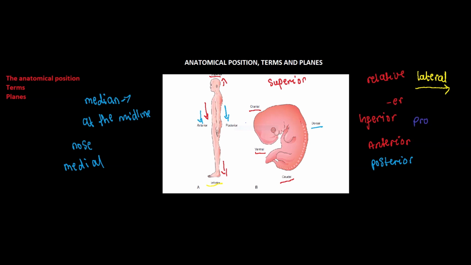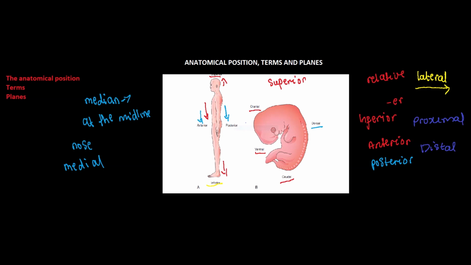Now, another anatomical term is proximal. Proximal means closer to the trunk, or when referring to a muscle or a bone, it could mean closer to the point of origin. And the next term we'll be considering is distal. Distal means further away from the trunk, or when referring to a bone or a muscle, it means further away from the point of origin.